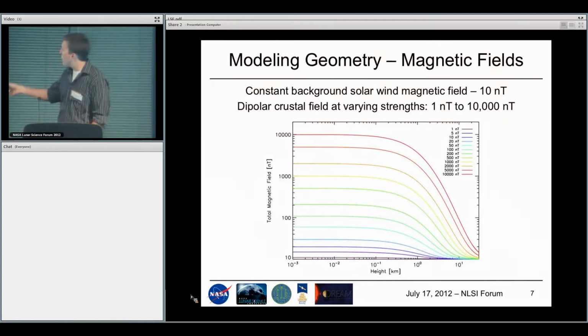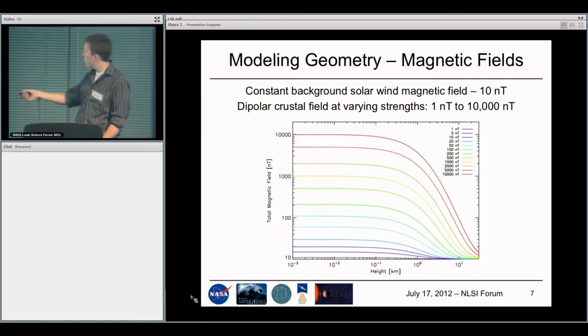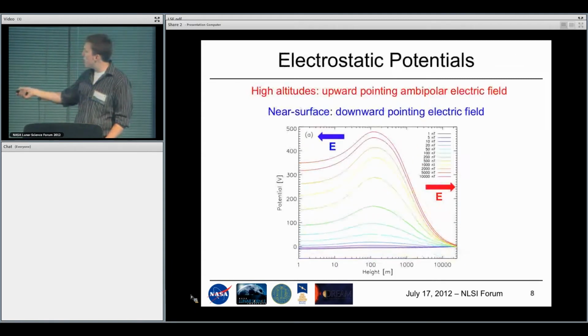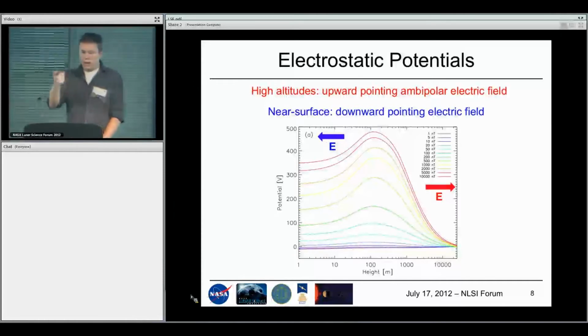This is a plot showing some of the model runs we did for the magnetic field strength as a function of height. So you have down here in the meter range up to about 10 or 25 kilometers. The colors simply denote a scale that we ran for different magnetic field strengths, running from virtually no field, 1 nanotesla here, plus a background of 10 nanotesla solar wind field, all the way up to 10,000 nanotesla, which is actually far past what we would observe at the moon. The moon is known to have fields in the hundreds, up to about 300 nanotesla range.